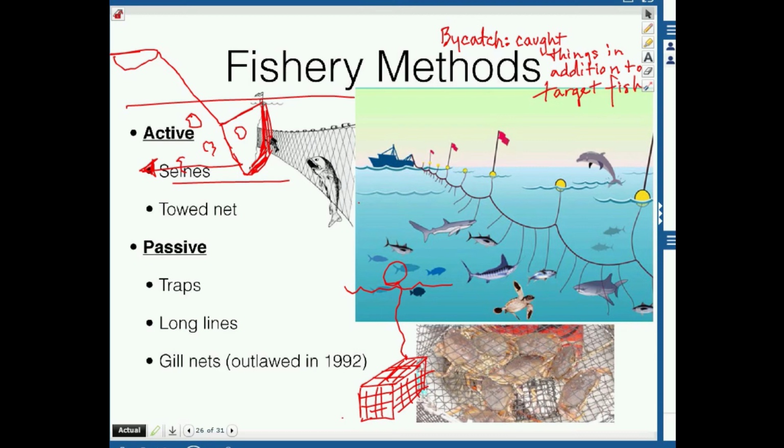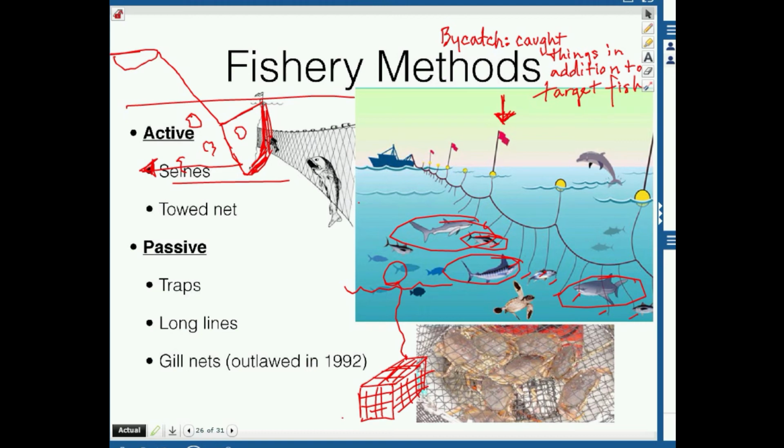You can have something called a long line. That's what's in this picture. It's basically a really, really, really long line with a bunch of hooks at the end. And as fish swim by, they will get caught in the hooks. You can get sharks. This is marlin. This looks like maybe a tuna. You can get dolphins. You can get all sorts of stuff, turtles, caught in these long lines. And let's say this is a tuna fishery. All of the sharks will just get thrown overboard.